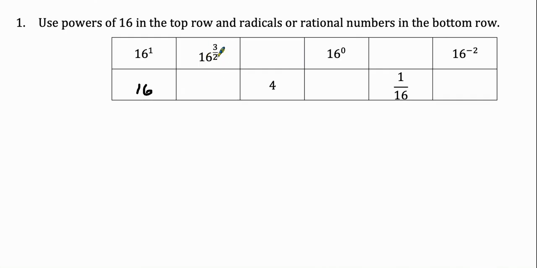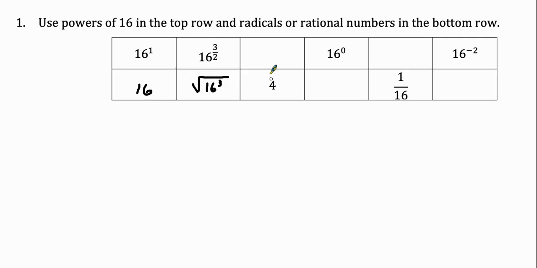Here then, we need to think how to rewrite a fractional power using radicals. The denominator of the fractional power becomes the root. So since that's a 2, this would be a square root. And then the numerator of the exponent stays as a power. So this would just be the square root of 16 to the third.